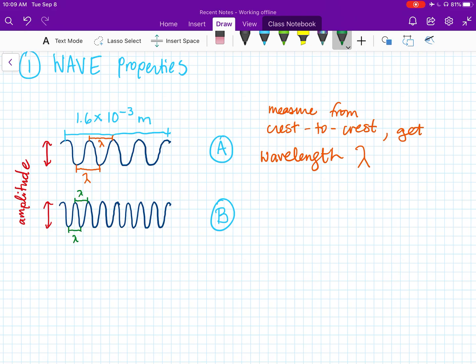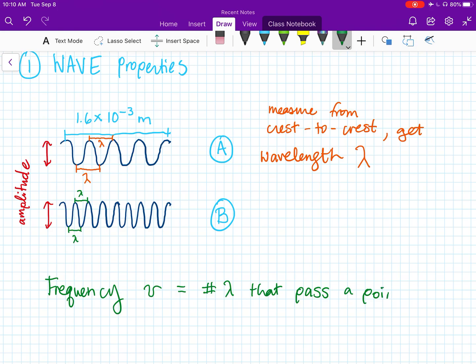So we can also define another parameter, which is the frequency of a wave. Any wave is going to have a frequency. Frequency is denoted with the lowercase Greek letter nu. Nu kind of looks like a cursive V. But the frequency, as its name implies, is really the number of wavelengths that pass a given point per second, or per unit of time, but usually we measure it per second.